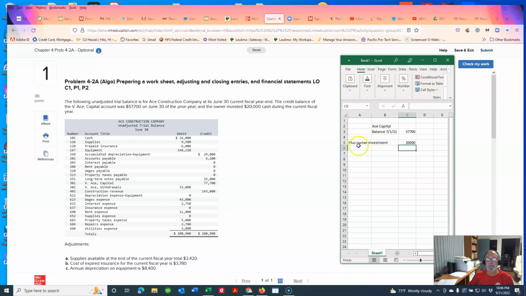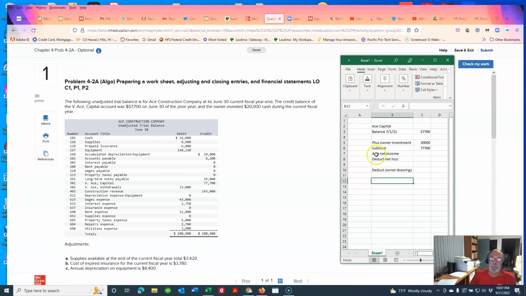Why don't we just put this over here? And then we would normally take a subtotal of the account at that point in time. And then we would add the net income or the net loss of the business. Finally, we would deduct drawings.